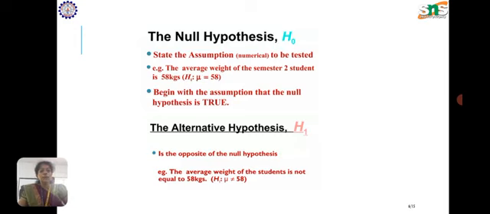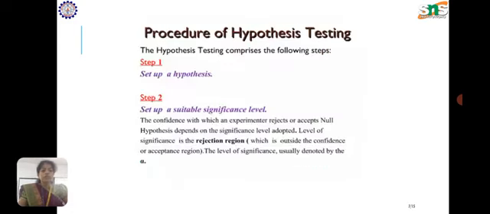The alternative hypothesis is the opposite of the null hypothesis. Usually this is denoted by H1. For example, the average weight of the students is not equal to 58 kg. Already we have taken mu equal to 58. Here we take the opposite of the null hypothesis, that's why we take mu not equal to 58.